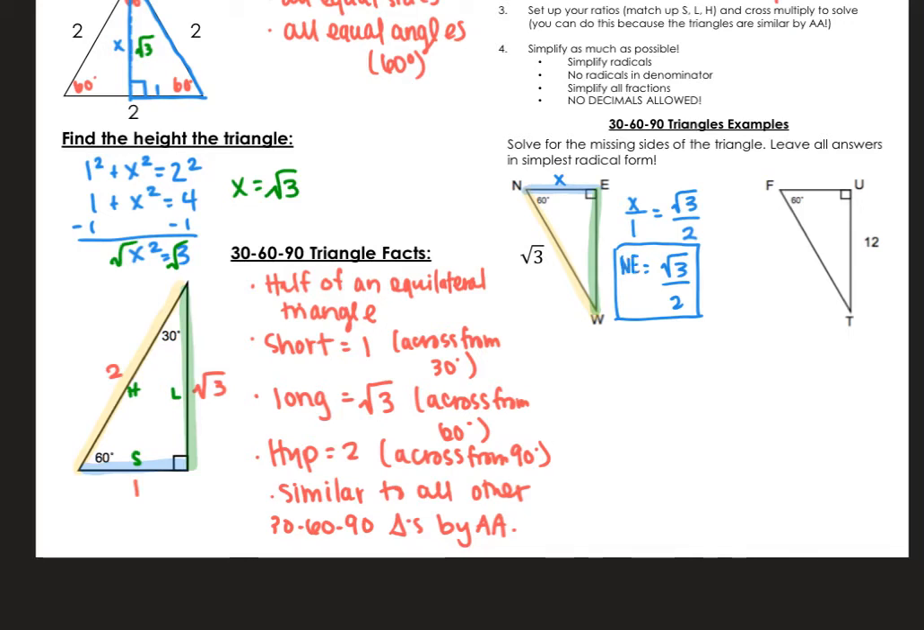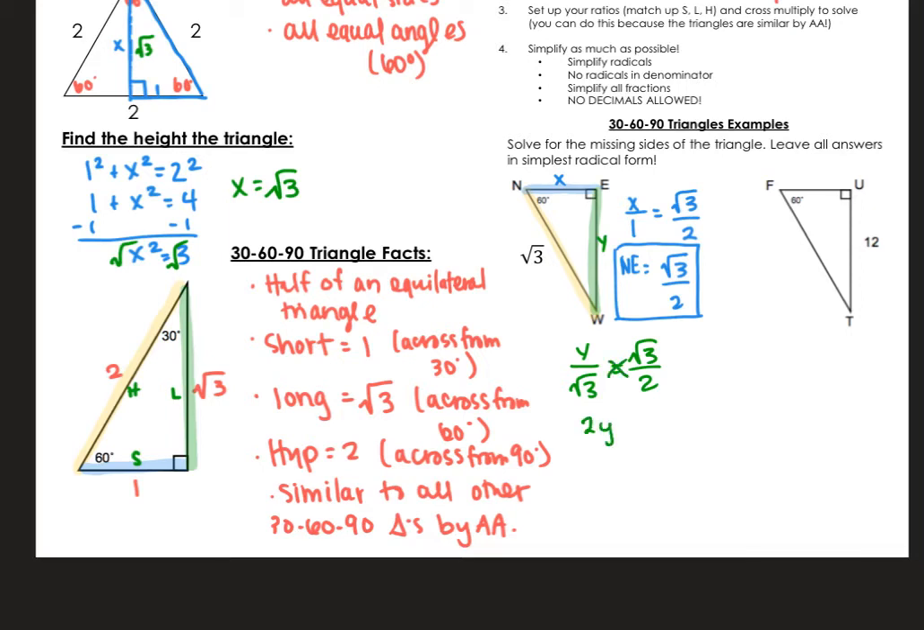Okay, now I'm going to solve for my long side, which I'm going to call y. So y over square root of 3 equals square root of 3 over 2. It's best to just use the same ratio that you used here. So I set up long over long equals hypotenuse over hypotenuse. Okay, we do need to cross multiply since y is not by itself.